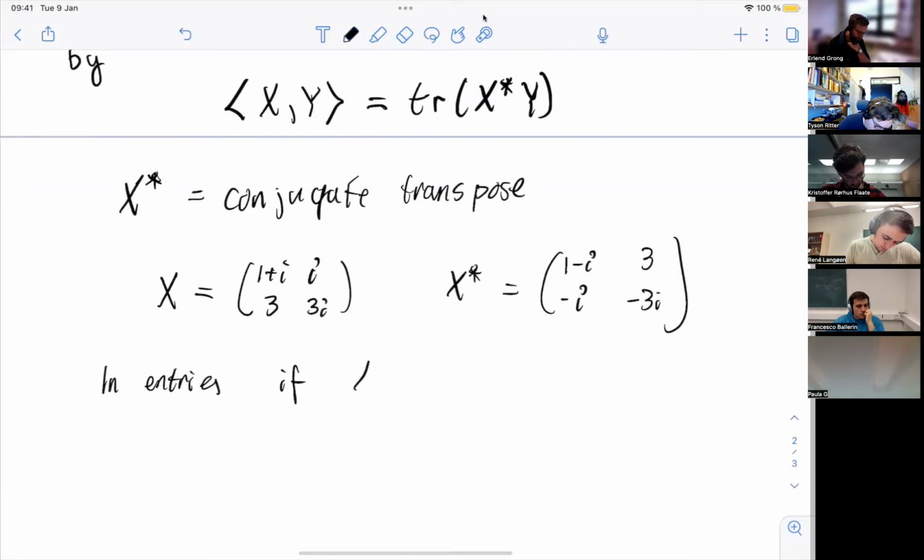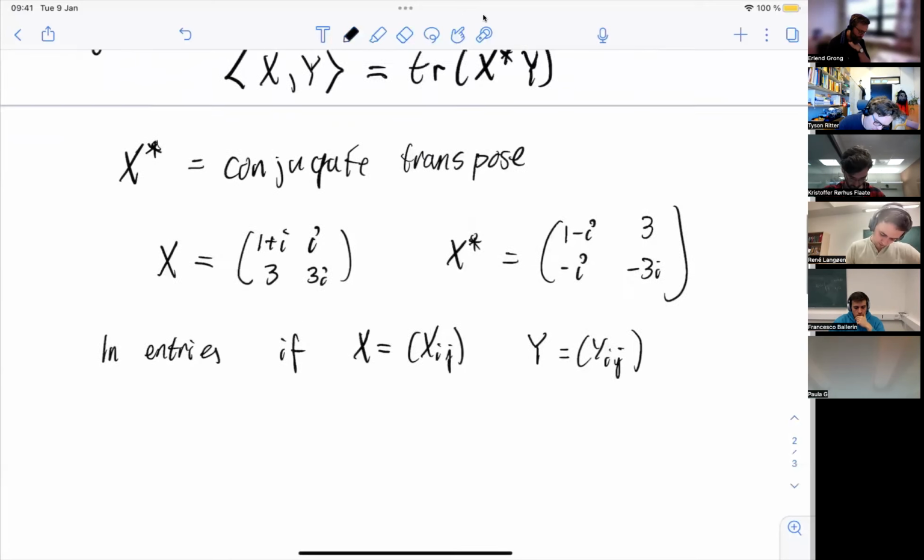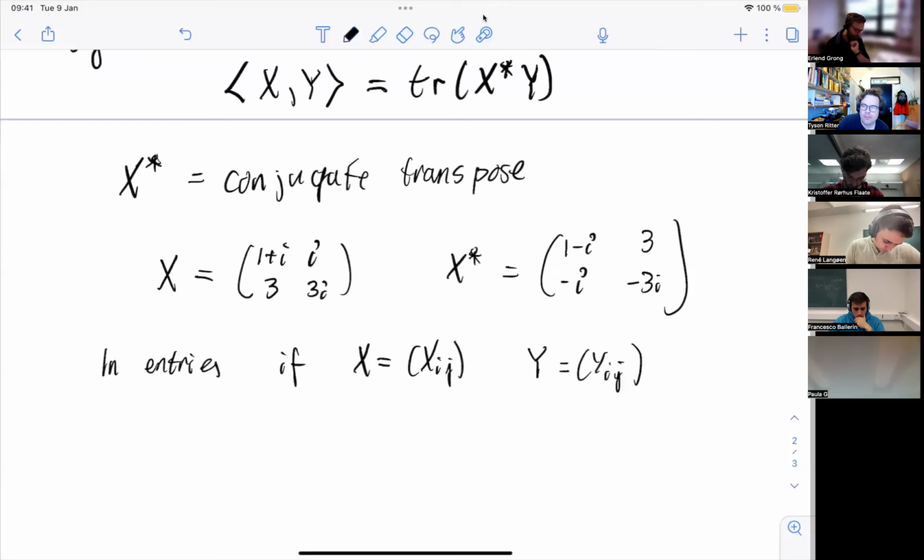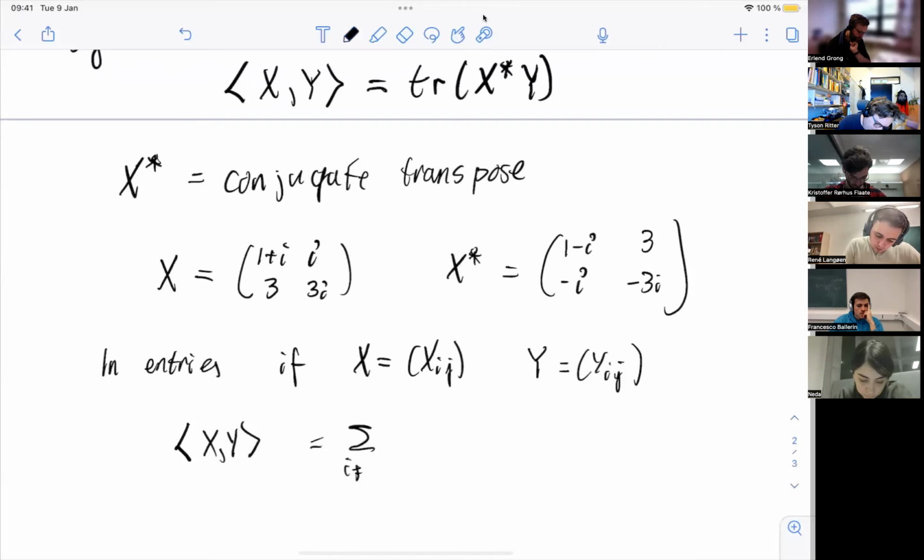In entries, if X is given by matrix x_ij, so these are all of the entries, and Y is equal to y_ij, then even though this looks technical with a multiplication and an inner product, it is in fact just taking a sum over i, j from 1 to n of x_ij bar times y_ij.